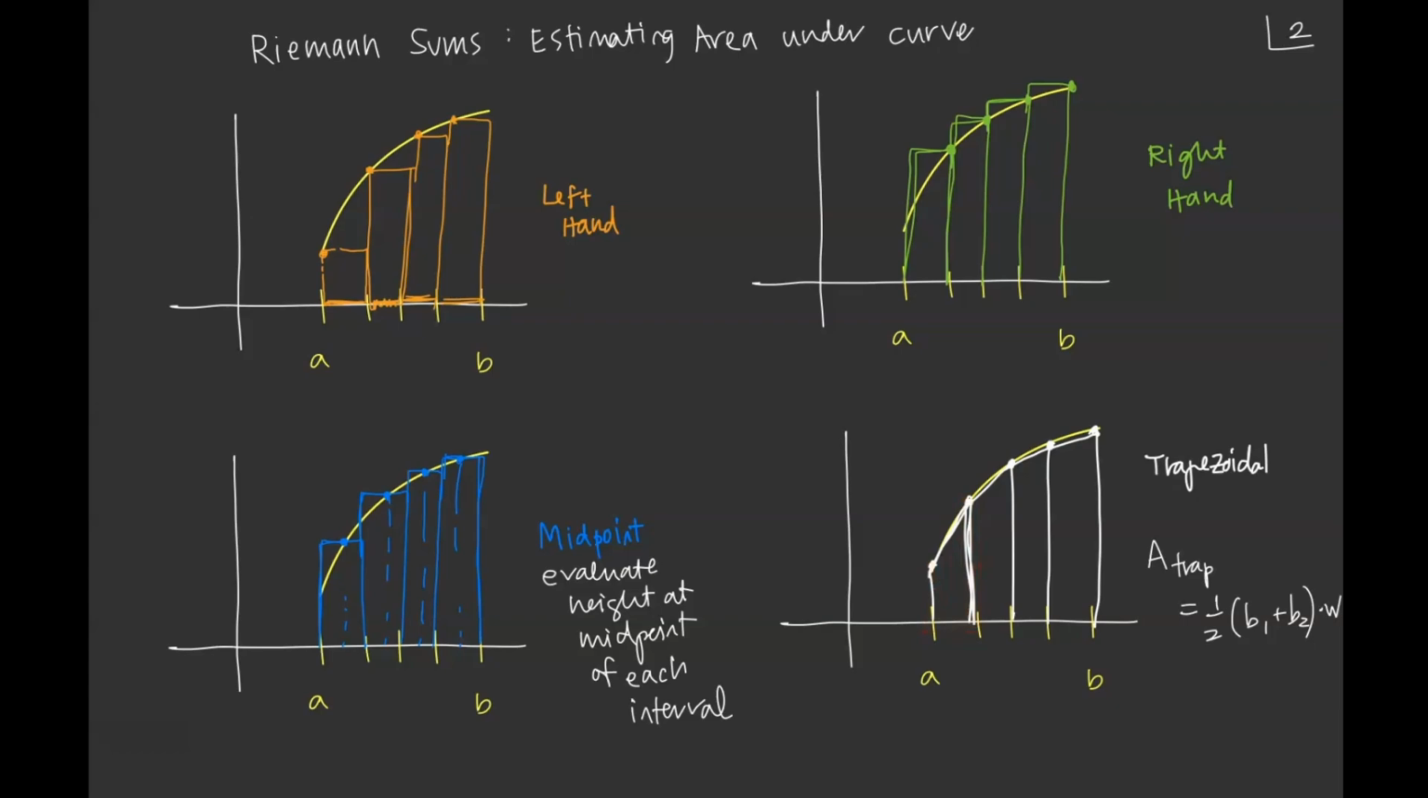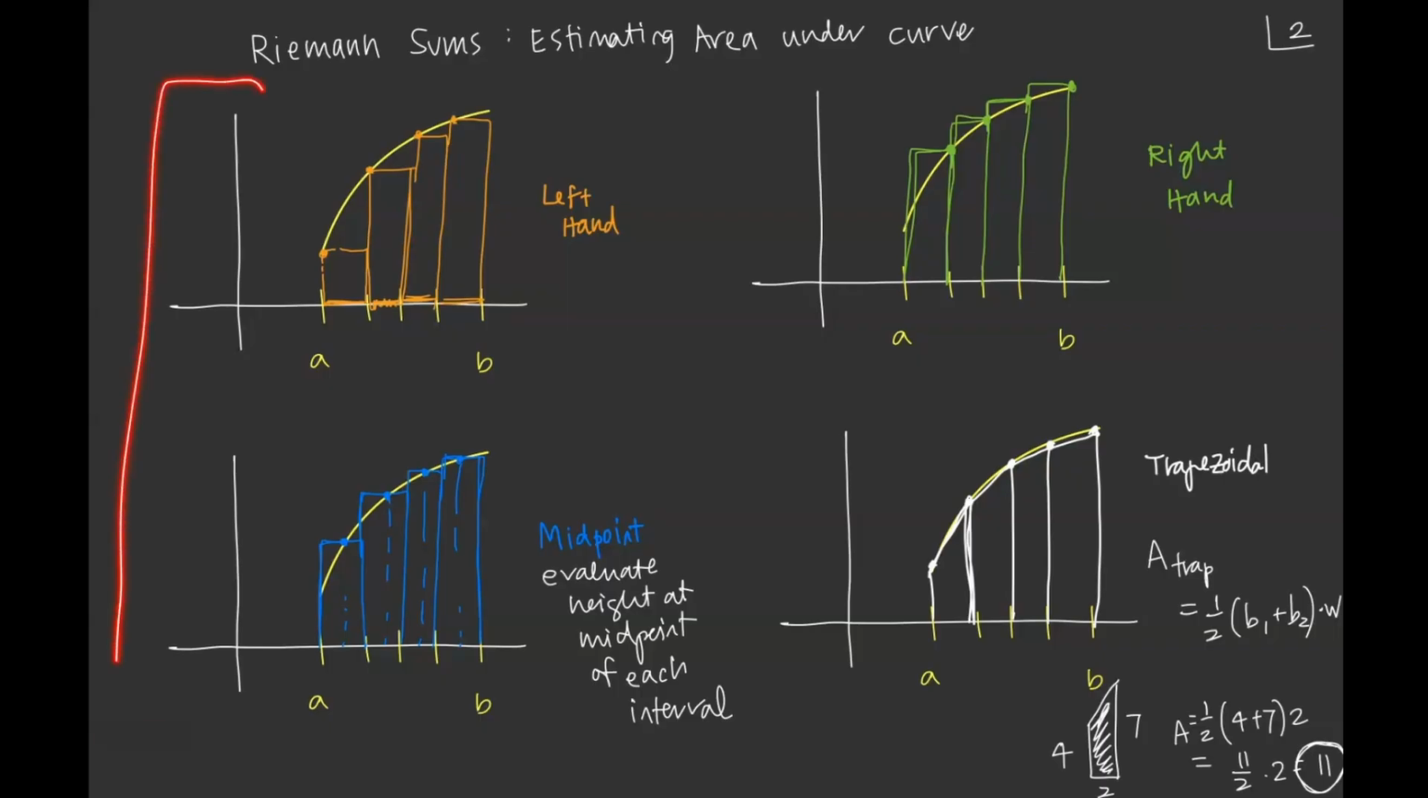So for example, if I had a trapezoid with bases 4 and 7, and a width of 2, the area here would be 1/2 of that 4 plus 7 times 2. And so that is 11 halves times 2, which is 11. So this would be the area of this trapezoid here.